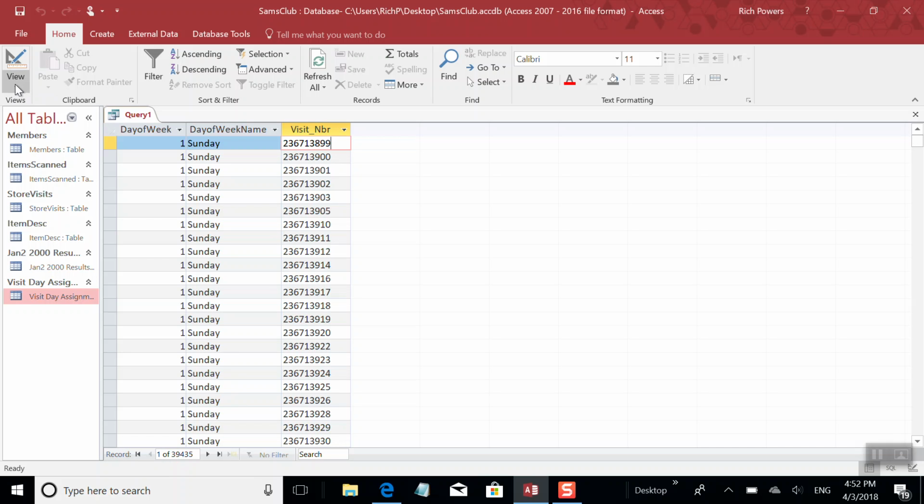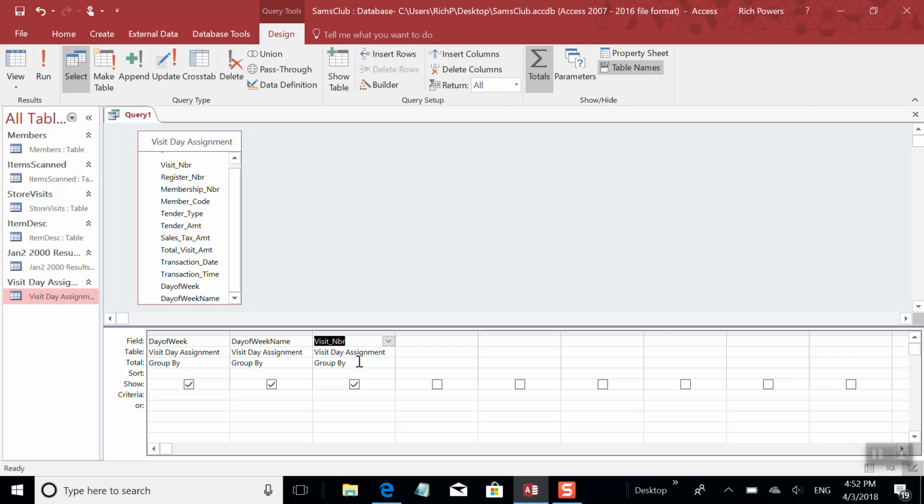So let's go back to our design view. Instead of group by, as you can see, there's a bunch of different things we can do when we're doing totals. We can do sum, and we can do min and max, but what I want is a count. So it will group by the day of the week and the name. Those two should be in alignment because that's what we did when we created it: we took the day of the week number and turned it into a name. The group by will consolidate all that, and for the visit number, we're going to count the number of visits on each one of these breaks. Let's see how this looks.